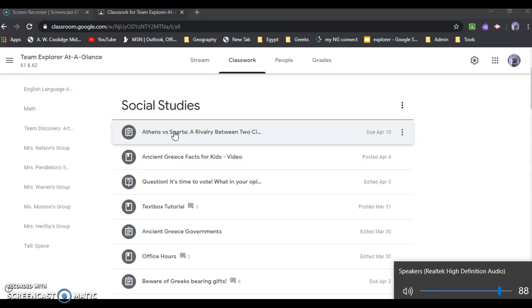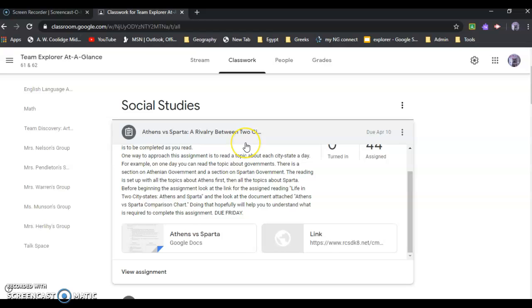You might think this assignment is kind of difficult to follow, so I put the directions here. We have a document, which is like a graphic organizer, called Athens and Sparta Comparison Chart. And this link is to the reading. If you can open up both at once when you're doing it, that would be ideal. This is an assignment that you can take all week to do, because there's a decent amount of reading, although I don't think it's difficult. So here's the link.